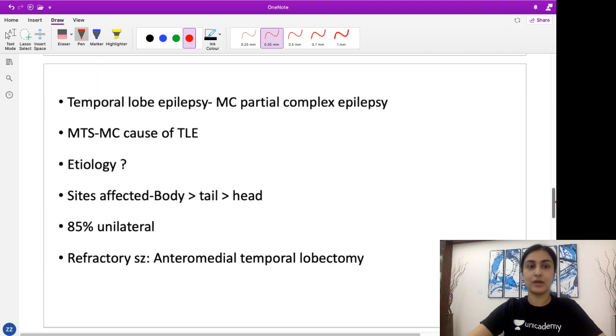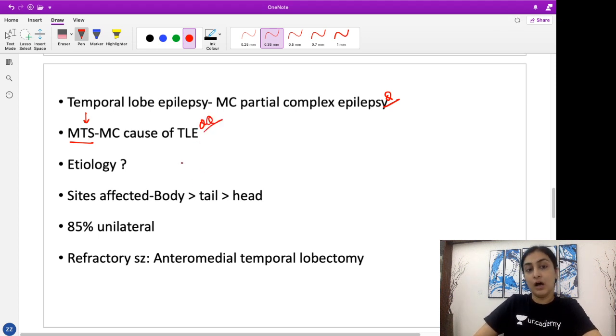Temporal lobe epilepsy, remember guys, is the most common area where we have partial complex epilepsy. This is a one-liner question for you: temporal lobe epilepsy remains the most common form of partial complex epilepsy. Amongst the temporal lobe epilepsy, remember MTS is the most common cause. So mesial temporal sclerosis that we are talking about today is the most common cause of temporal lobe epilepsy. Very, very important one-liner, guys.